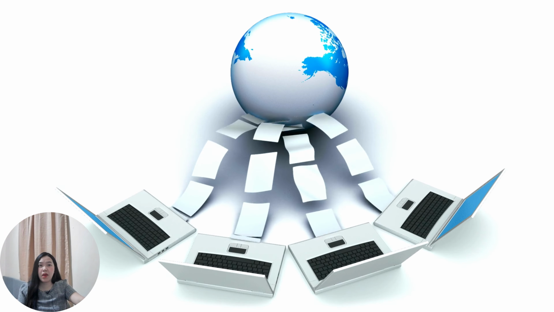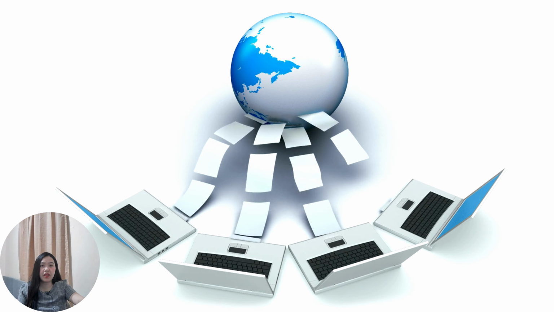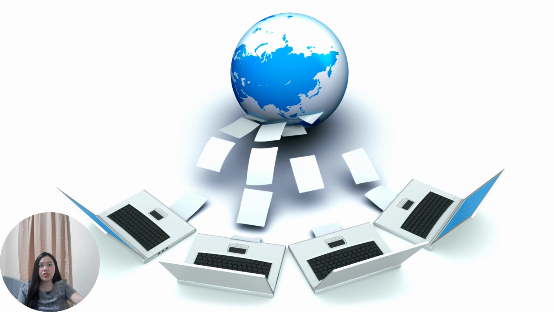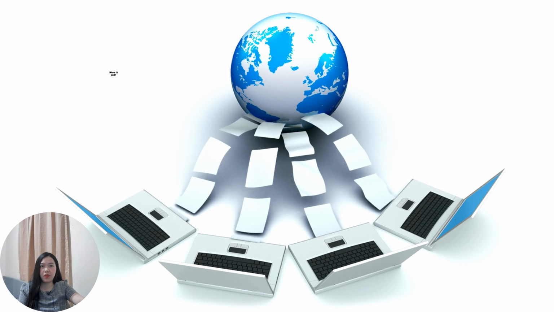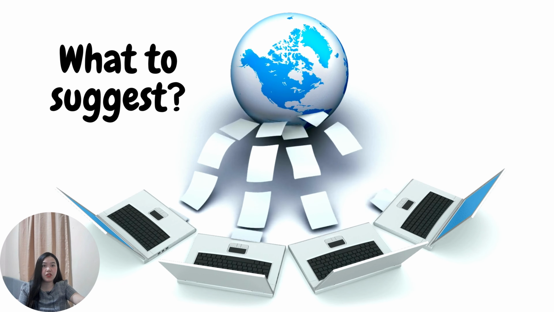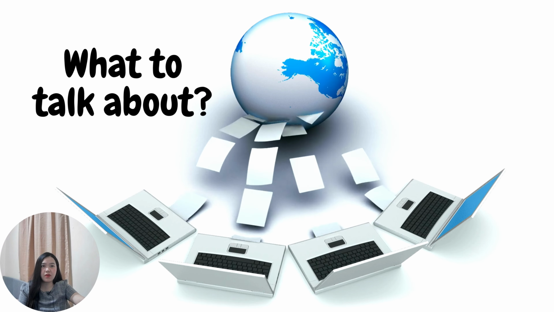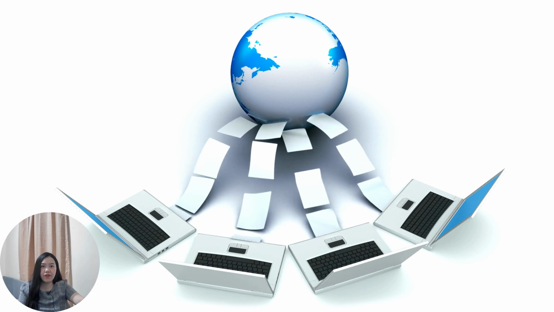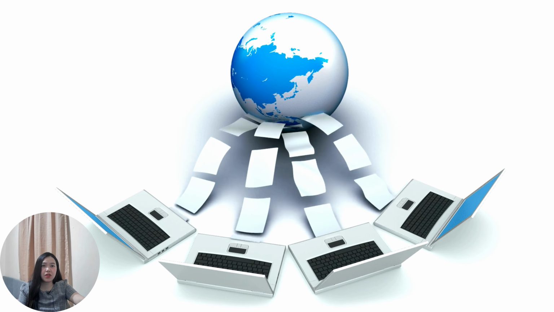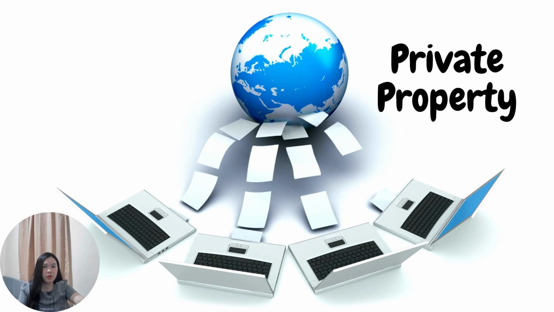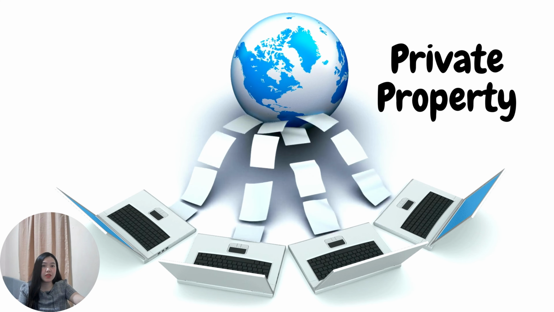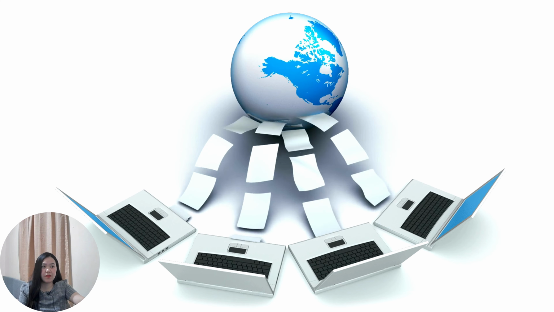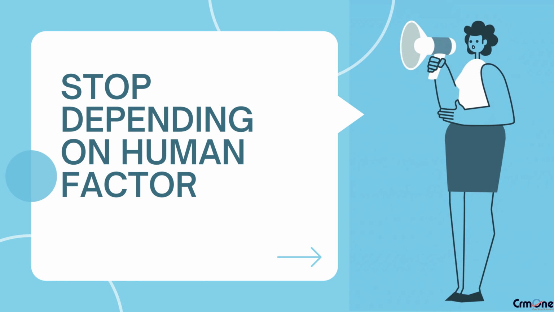Now, every sales manager keeps track of a high number of existing and potential clients. Usually, information about them is stored in a file, like whom to call and what to suggest and what to talk about. You can easily get confused. A sales manager considers the database as their private property. If he becomes unavailable, his database becomes unavailable for the rest of the company. Stop depending on a human factor.